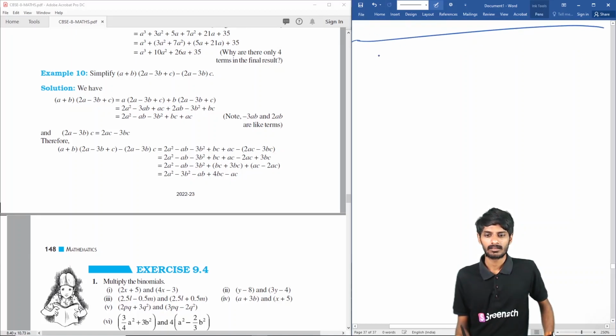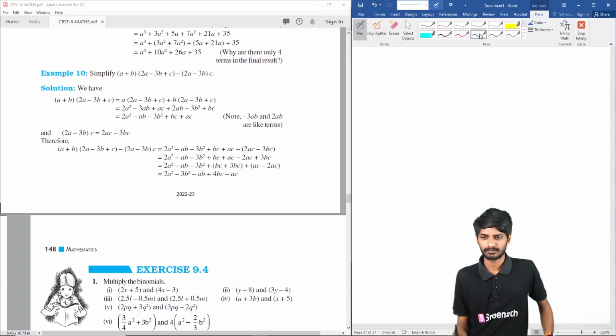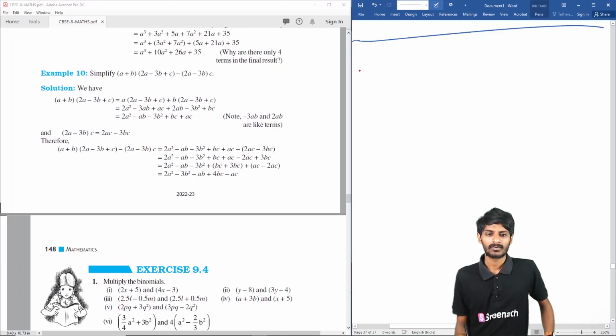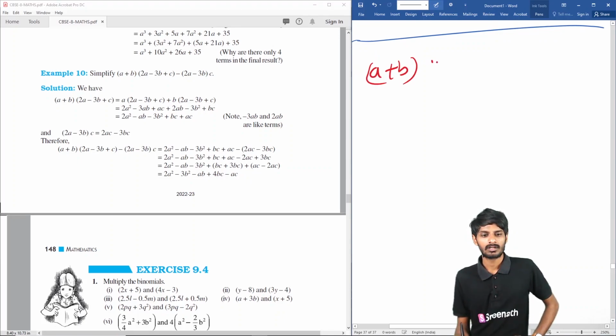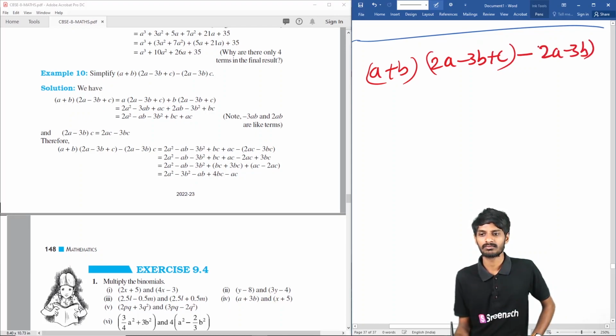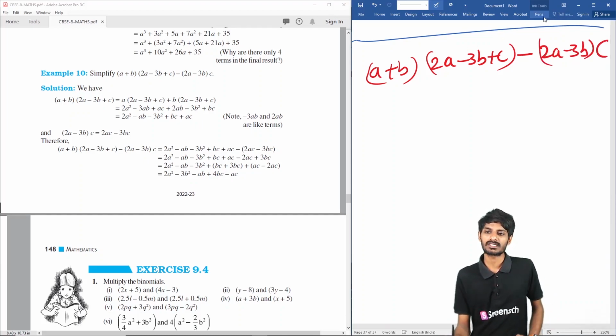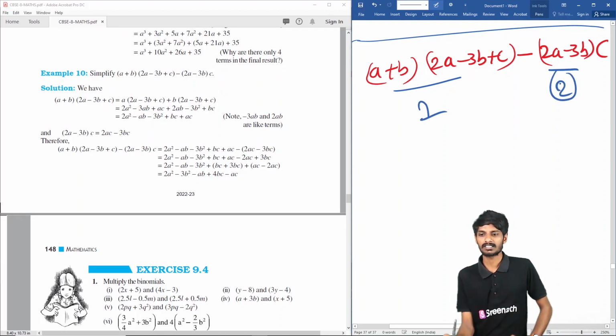Okay, so how to simplify it? There is (a + b) into (2a − 3b + c) minus (2a − 3b) into c. Before we subtract these two terms, first simplify the first term and next simplify the second term. The first term is a binomial by trinomial multiplication and the second term is a monomial by binomial multiplication.